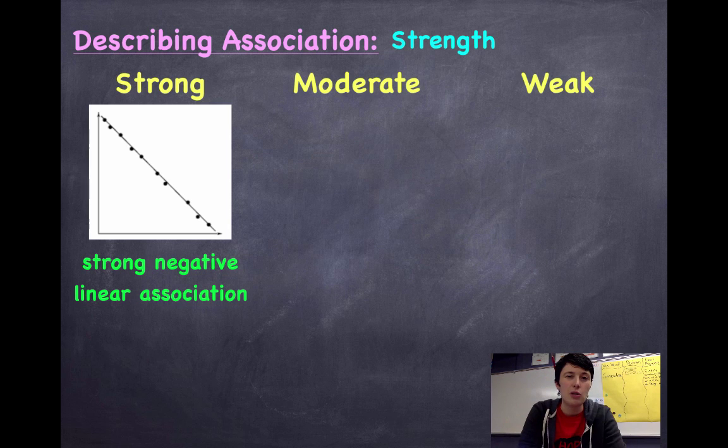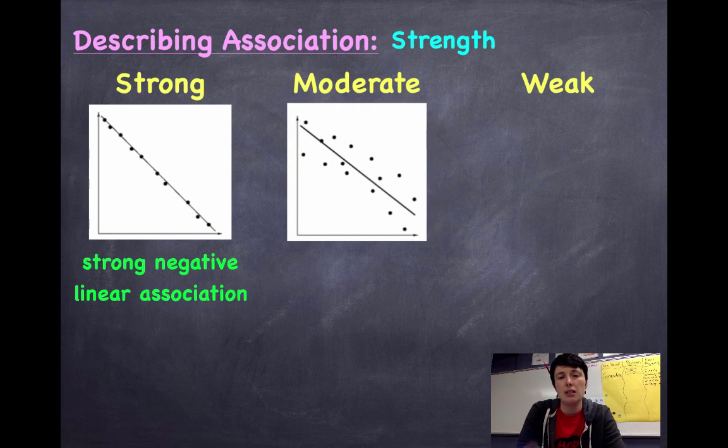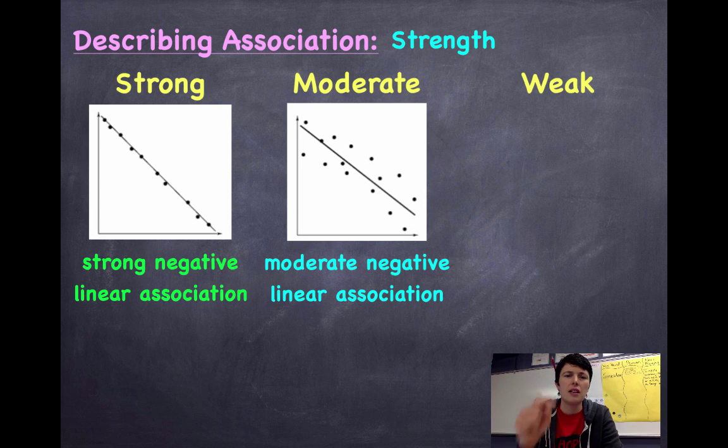There are three descriptors there. A moderate association would be something more like this graph, where the points are sprinkled out. They're still close to the line, but they're getting a little farther away. So again, I would say this is a moderate, negative, linear association.